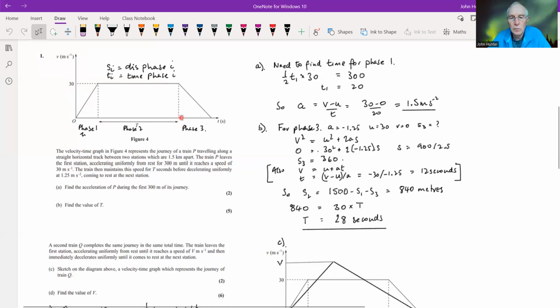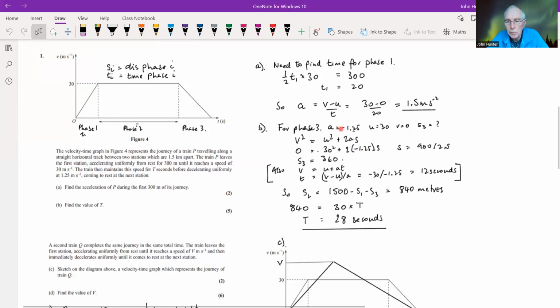So let's have a look. What do we need to do in order to find this? Well, for this phase 3, we know the acceleration, that's given in the question. We know the initial velocity, that's u. We know the final velocity, it comes to rest here. But we don't know the distance or displacement. So what have we got? We've got v, u, a, s. It looks tailor-made for v squared equals u squared plus 2as, one of our armory of SUVAT equations.